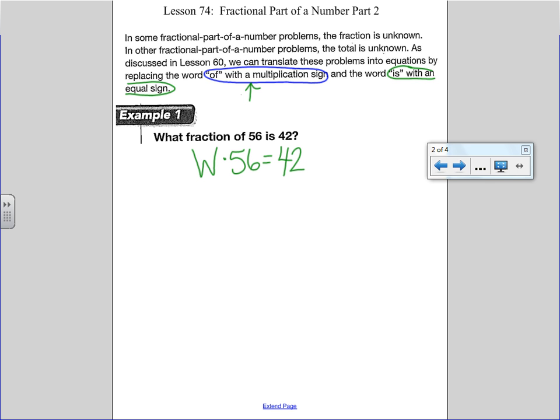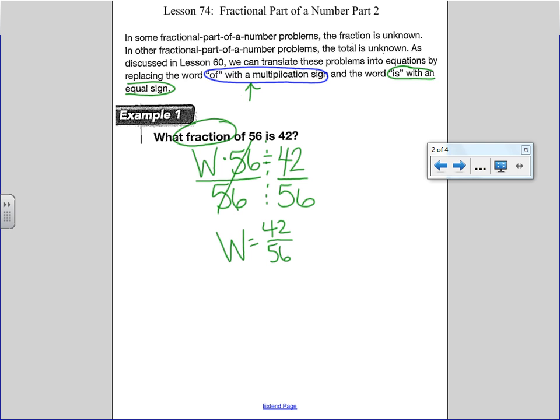So to get W by itself, all I have to do is the opposite. W is being multiplied by 56, so the opposite would be to divide by 56. What I do to one side of the equal sign, I must do to the other side of the equal sign. So I'm going to cancel those out, and I'm going to get W equals 42 over 56. Now, two things. One, it asks for a fraction, so I have to answer it in fraction form. If you give me a decimal on this, it's not the right answer because it asks what fraction.